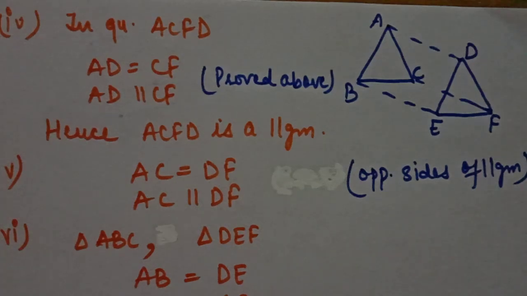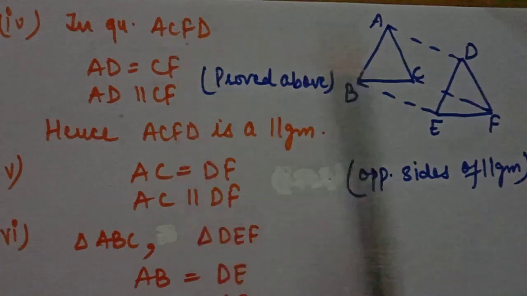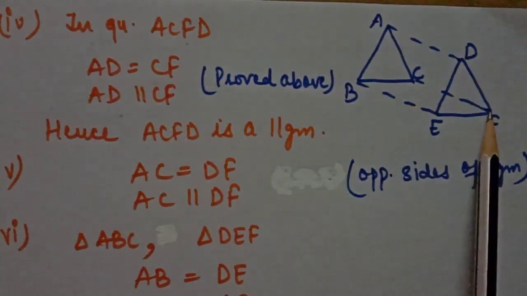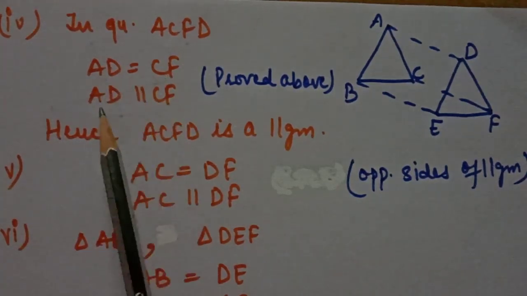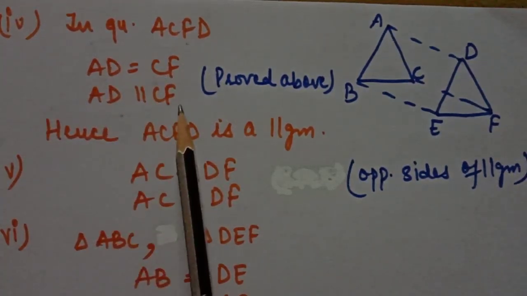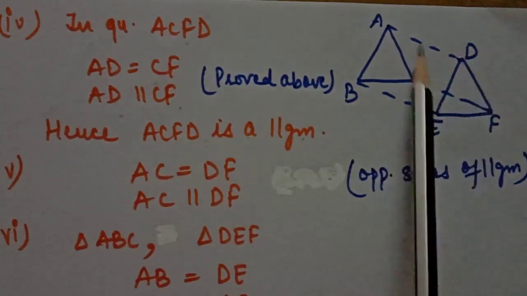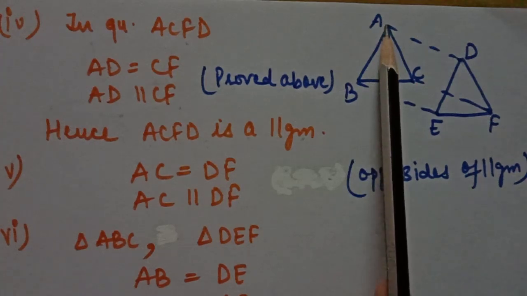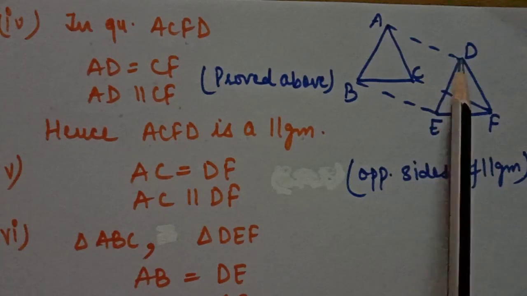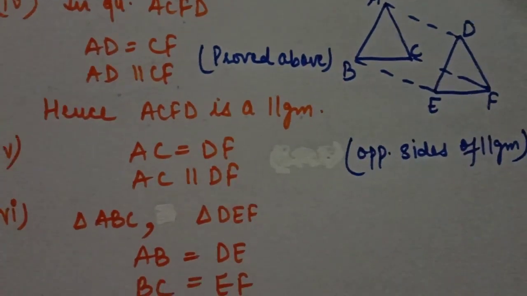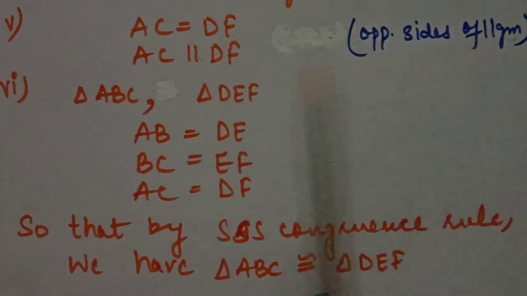Now the fourth part, in which we have to prove that quadrilateral ACFD is a parallelogram. So students, ACFD. In the third part, we already proved that AD is equal to CF and AD is parallel to CF. So definitely now ACFD is a parallelogram. The remaining portion, which we use like our two previous parts, is that AC and DF are parallel and AC and DF are equal also. So they are equal as well as parallel. So the fifth part is already proved, opposite sides of a parallelogram.